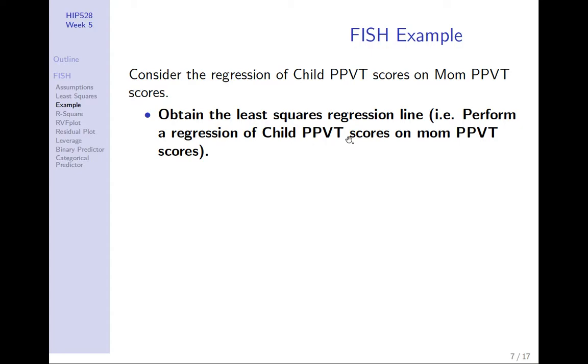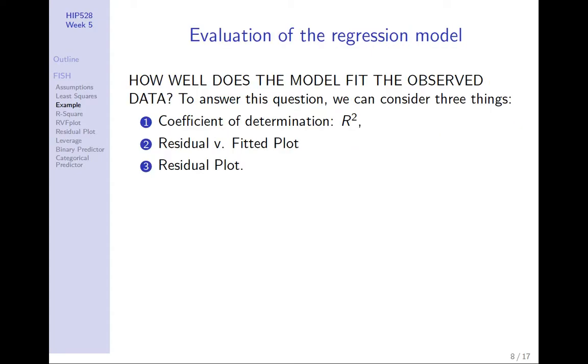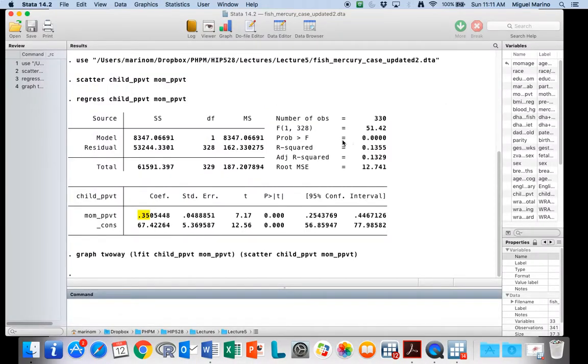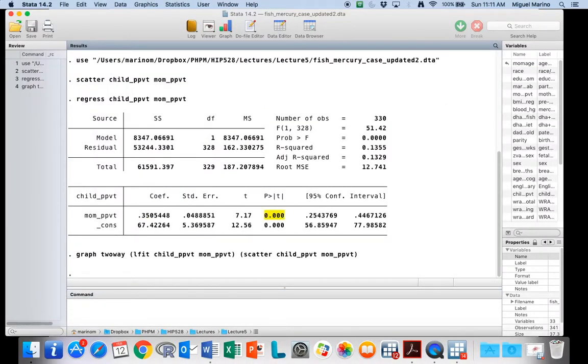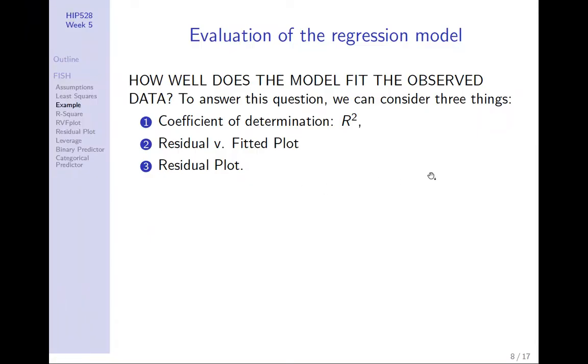So we have that. We talked about interpretation, and then we said, well, okay, there's clearly a relationship here based on the p-value, and this effect seems pretty large, or at least 0.35. But how well does this model fit the observed data? We don't want to just stop here and report this. We also want to make sure that the model we have is a good model that can describe the observed data. And we talked about three different ways to do this: the coefficient of determination, the residual versus fitted plot, and a residual plot.